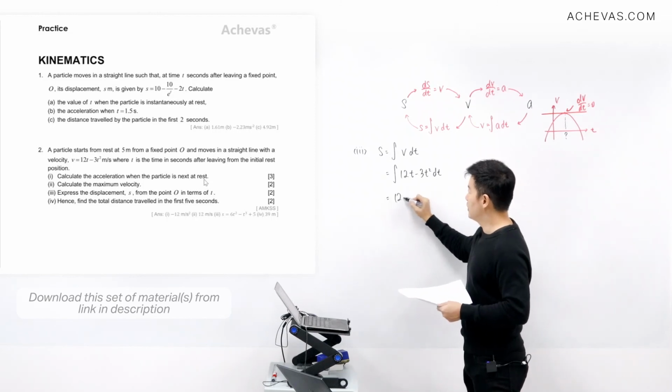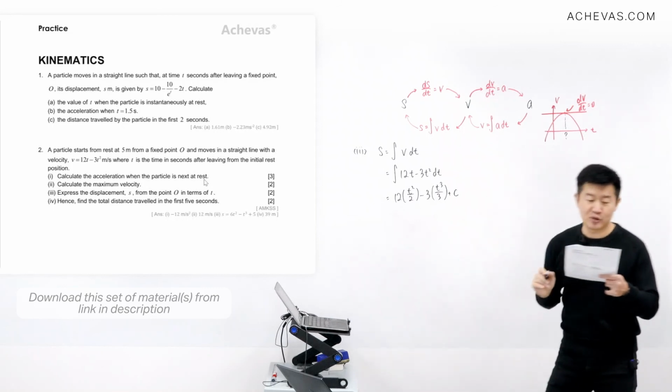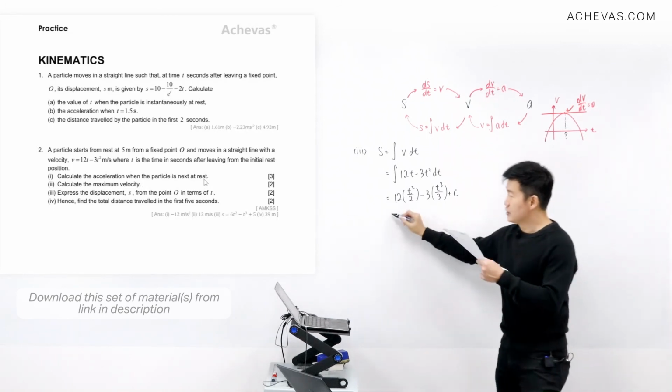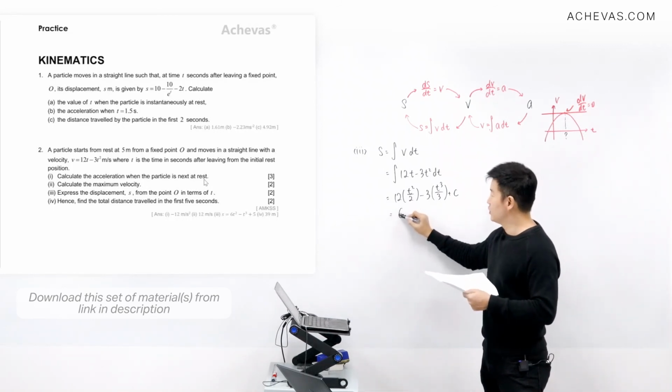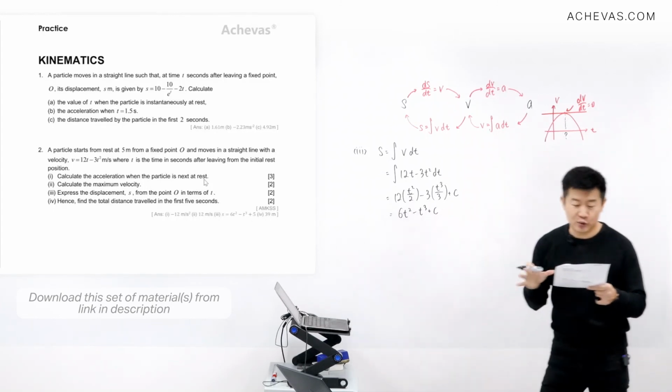So this is going to be 12. Here we have t squared over 2, minus 3 times t cubed over 3. And let's not forget about the arbitrary constant, so plus c. So the displacement is going to be equal to 6t squared minus t to the power of 3 plus c. We need to solve for c.